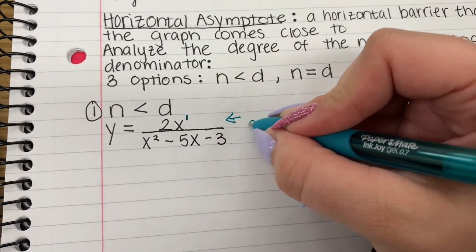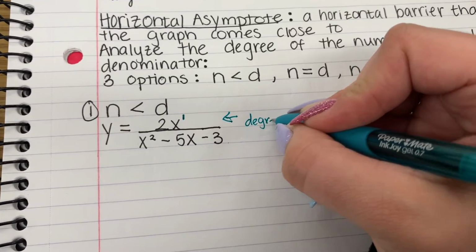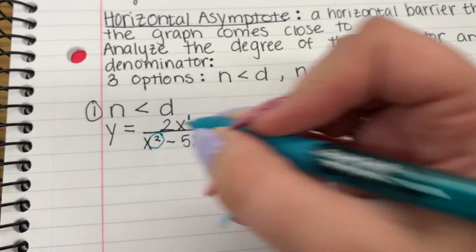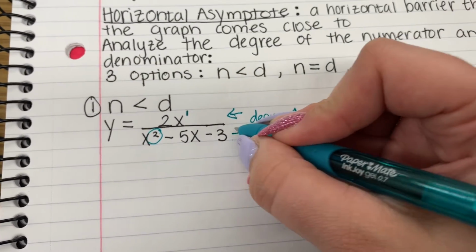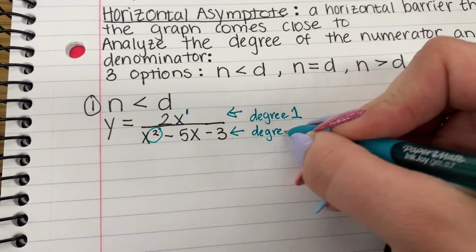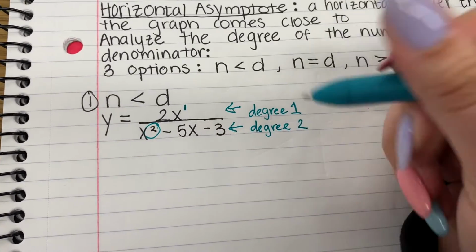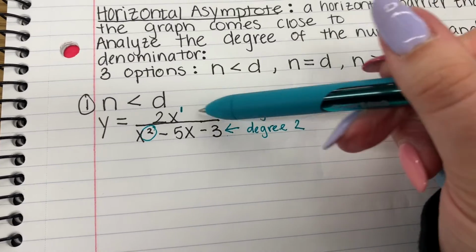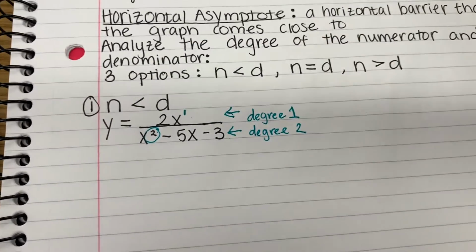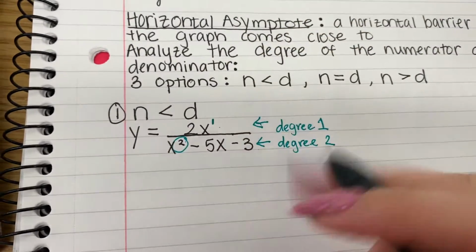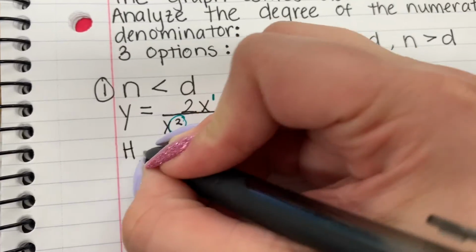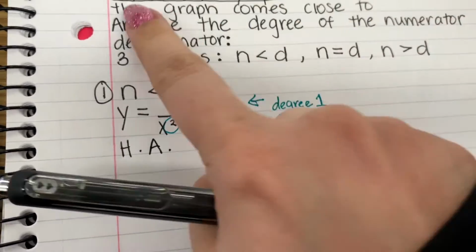So here when we look at this example, 2x to the power of 1 is degree 1. It's a linear term. When we look at the denominator, we should notice that this is in standard form. So we're looking for the term with the biggest exponent, which is x squared. This is degree 2 because this is a quadratic trinomial. So we see that we have smaller numerator's degree over bigger denominator's degree. When this happens, when the numerator's degree is smaller than the denominator's degree, your horizontal asymptote is y equals 0.